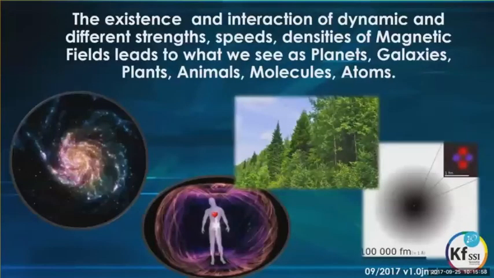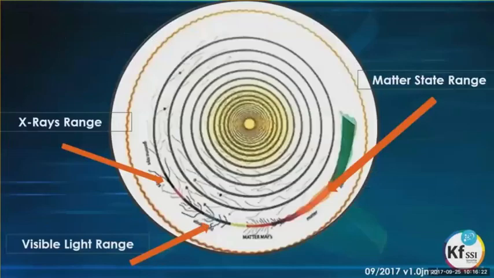So the existence and interaction of dynamic and different strengths, speeds, and densities of magnetic fields lead to what we see as the planets around us, our galaxies, the plants, the animals, the molecules, and the atoms. Essentially, everything is made from these fields. And when we look at the spiral of the plasma, if one can imagine, this is viewed as a wound-up spring, so that we know in the very center would be the strongest point, and as we work our way out to the very outside of the spring, we get to the very weak state and weak strength of that spring.